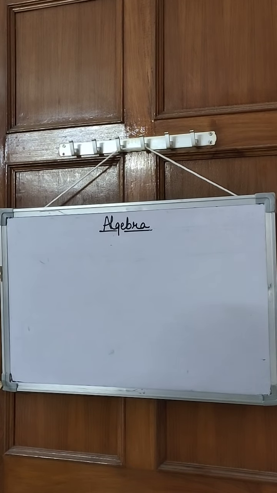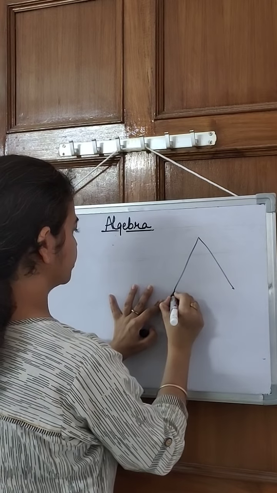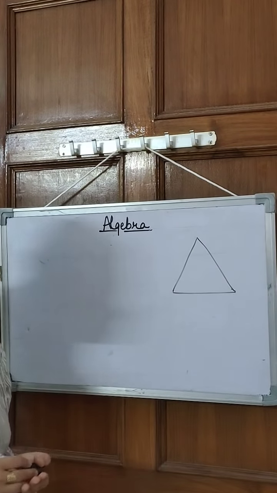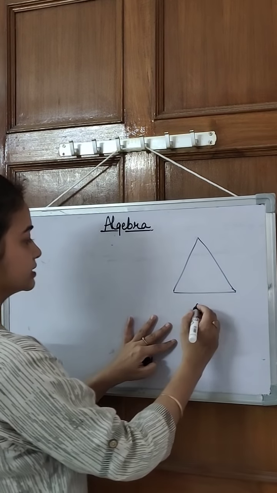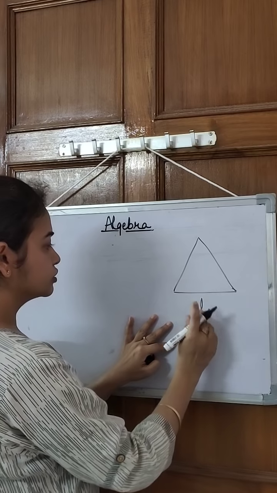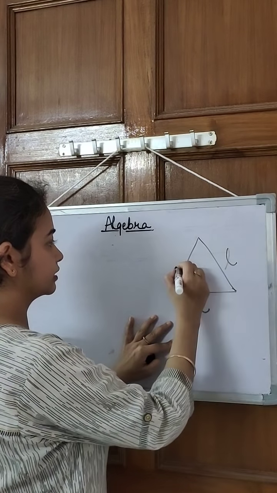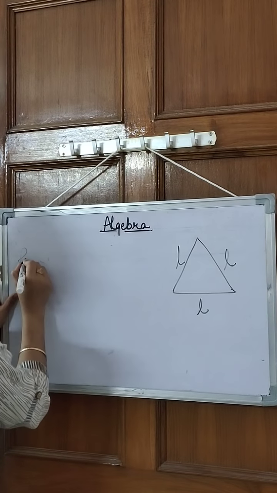If the side of an equilateral triangle is L, so let's draw an equilateral triangle. What is an equilateral triangle? An equilateral triangle means all sides are equal. So they are saying that if one side of the equilateral triangle is L, you have to find out its perimeter. So if this is L, this is also L, and this is also L. And you have to find out the perimeter of this triangle.